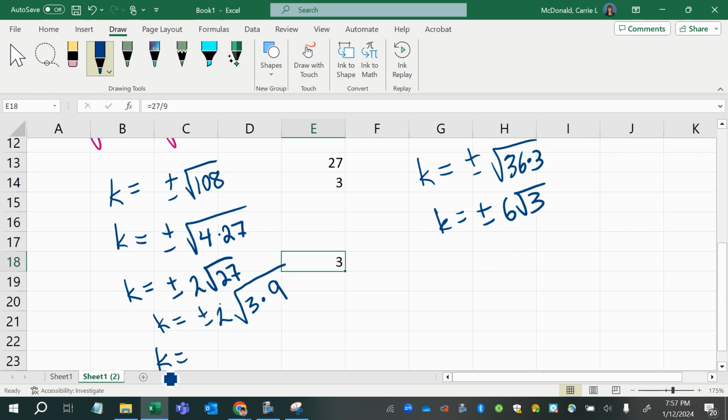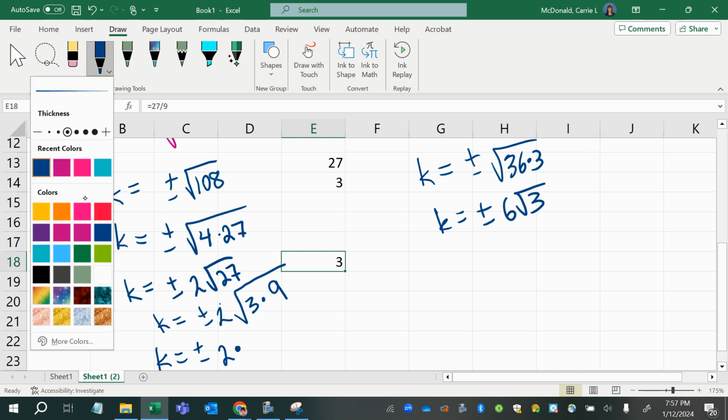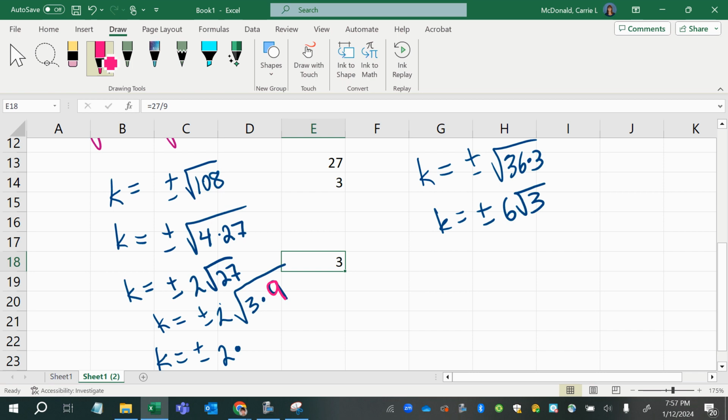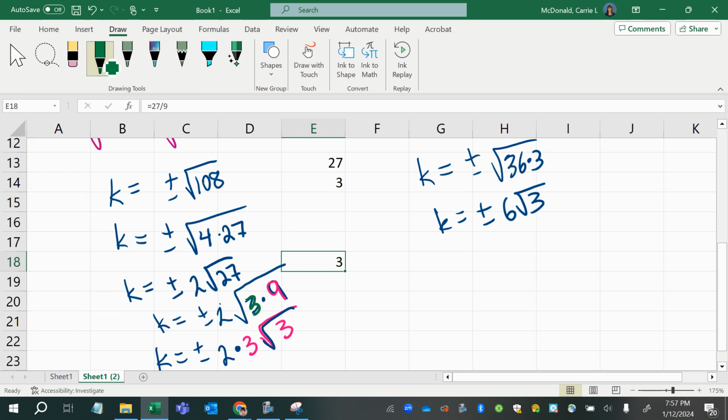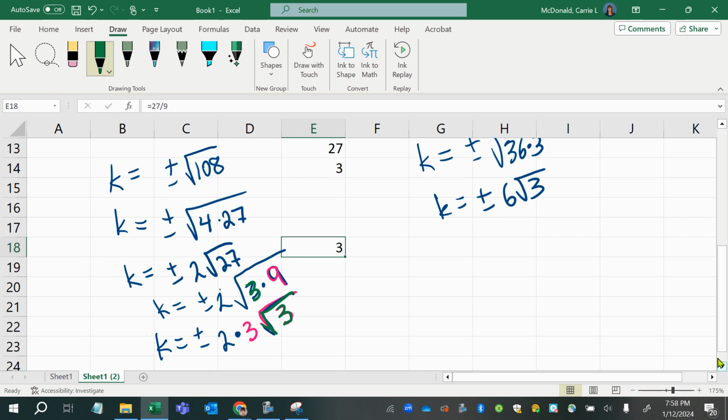So I have k equals plus minus 2 times, now it's the square root of 9. What's the square root of 9? It's 3. So that comes out of the radical, and the other 3 stays in there. I leave this 3 right here. We'll do a little color coding. This 3 right here is still stuck under the radical. Okay. Now the 2 times 3 becomes 6, and I end up at the same answer from over here.